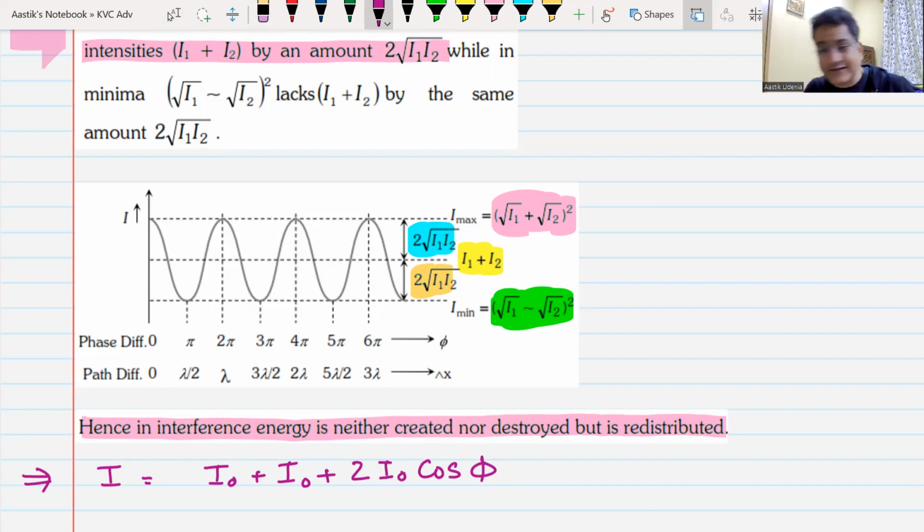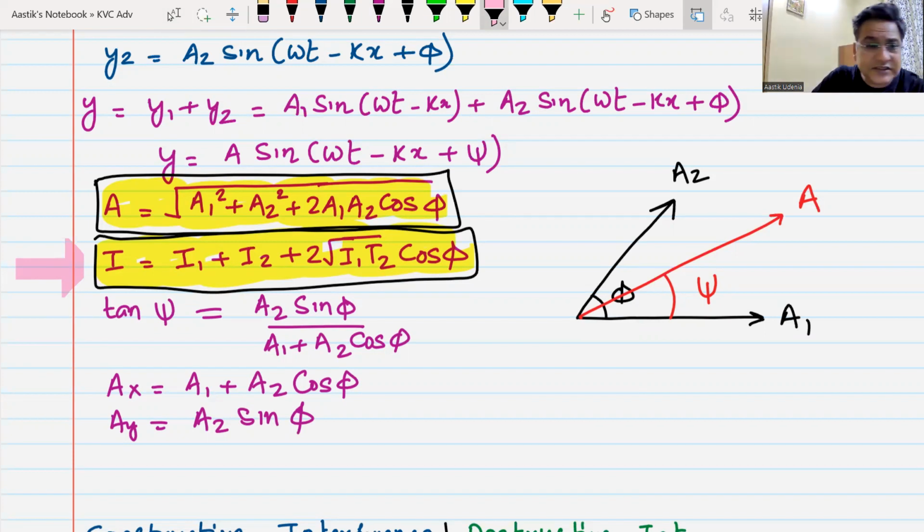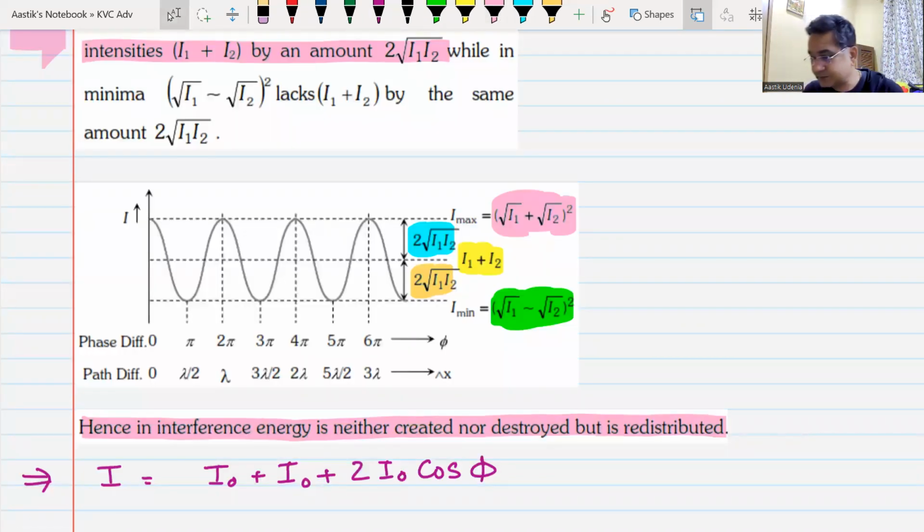The relation between intensity of the wave which is coming from the superposition. Do we remember this formula? Yes, sir. Here, I had written it in this form. Intensity is I1, intensity of first wave, plus intensity of the second wave, plus 2 times root over I1 I2 cos phi. I have just taken a case where these intensities are same and I have written it as I naught. Do we understand this? Yes or no?